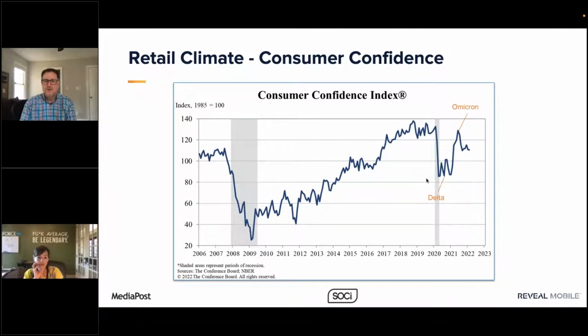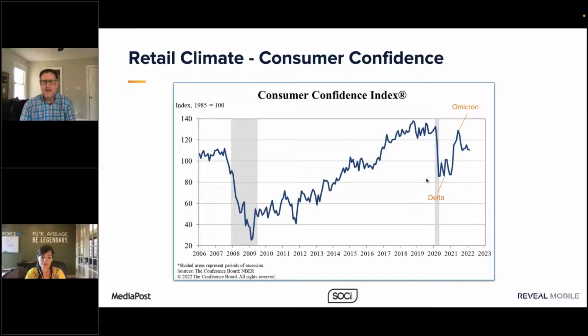reverberating in the market. So what you're looking at here is a Conference Board chart showing the consumer confidence index, looking back way further than 2019. We're looking back to the Great Recession of 2008, 2009, and you can see consumer confidence bottomed out, right? It was at historical lows. 100 is the index, sort of your standard norm, and it was in the basement in 2008, 2009.